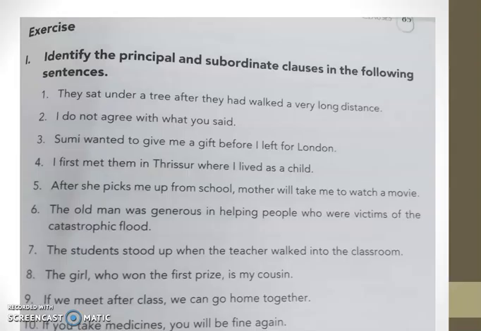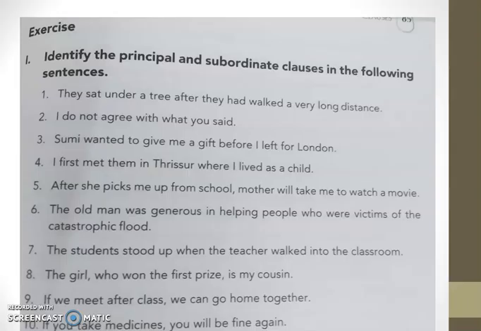So the two parts could be split like this. After she picks me up from school is one part. Mother will take me to watch a movie is the second part. But unlike the questions we have answered so far, the independent clause is mother will take me to watch a movie. That is the clause that can stand alone as a sentence. And the dependent clause is given first, after she picks me up from school.